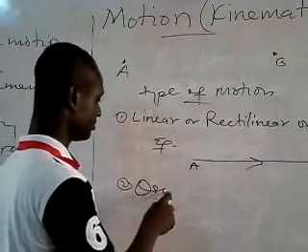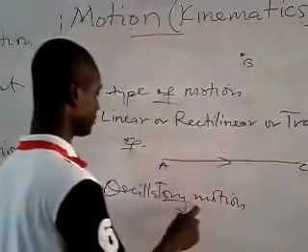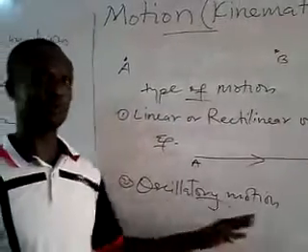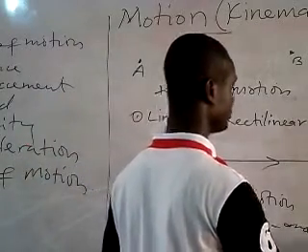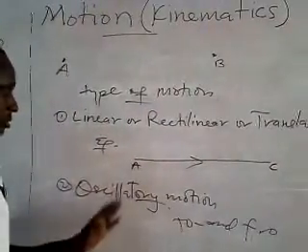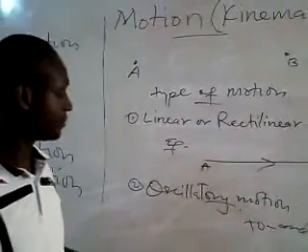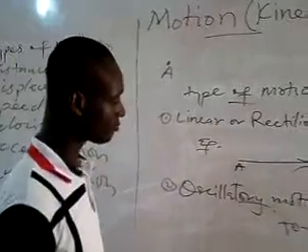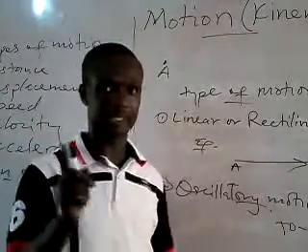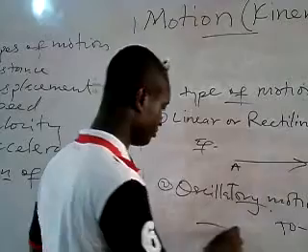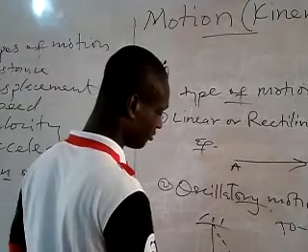Two, oscillatory motion. Oscillatory motion is the to and fro type of motion. That is what we call oscillatory motion. A typical example of oscillatory motion is the motion of a simple pendulum. When a small mass is suspended by a thread, and you displace it, you see that it will be moving to and fro, sideways.